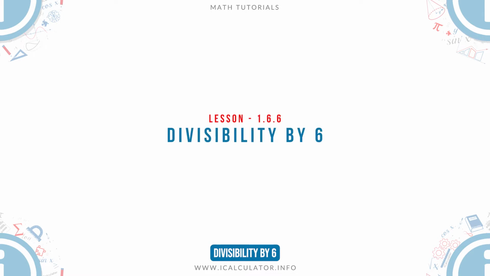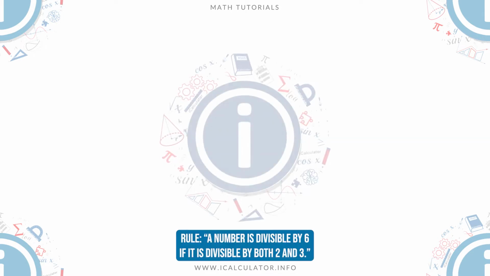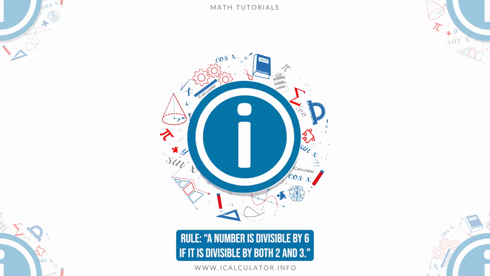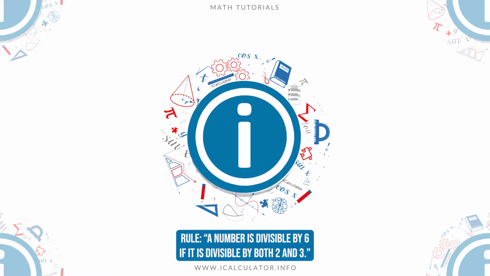Divisibility by 6. Rule: a number is divisible by 6 if it is divisible by both 2 and 3.